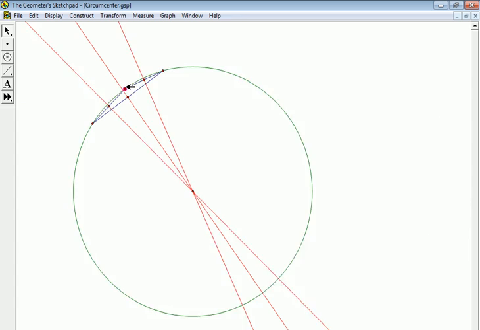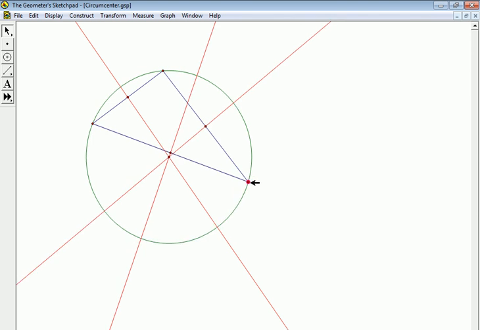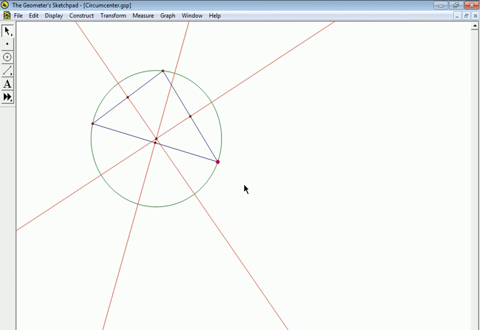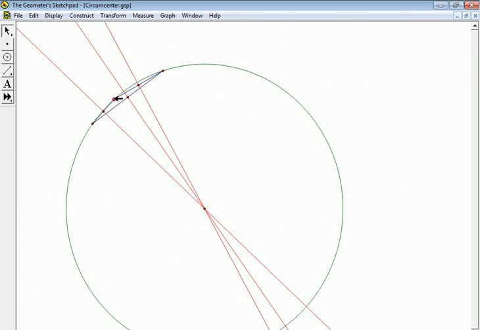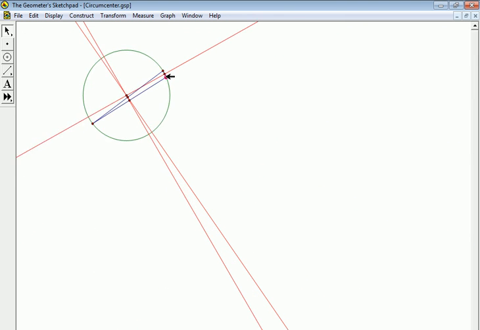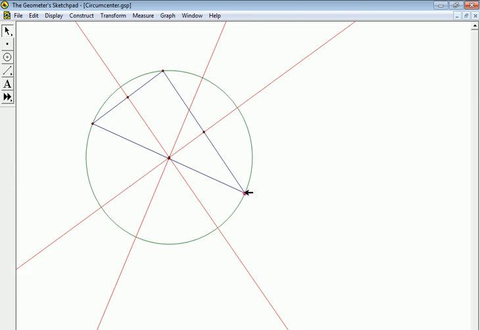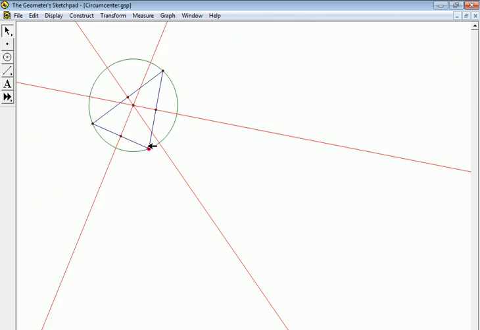The circumcenter can be anywhere, can it? Yes, the circumcenter can be inside, outside, or on. The circumcenter is the intersection of the three red lines, which is right there. It can be inside, outside, or on the triangle.